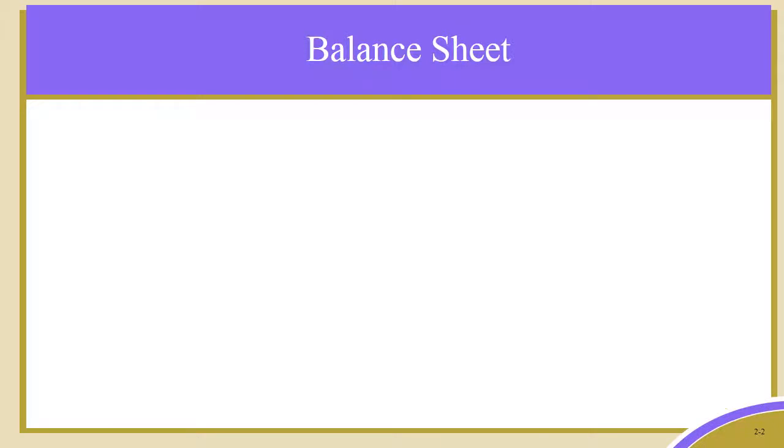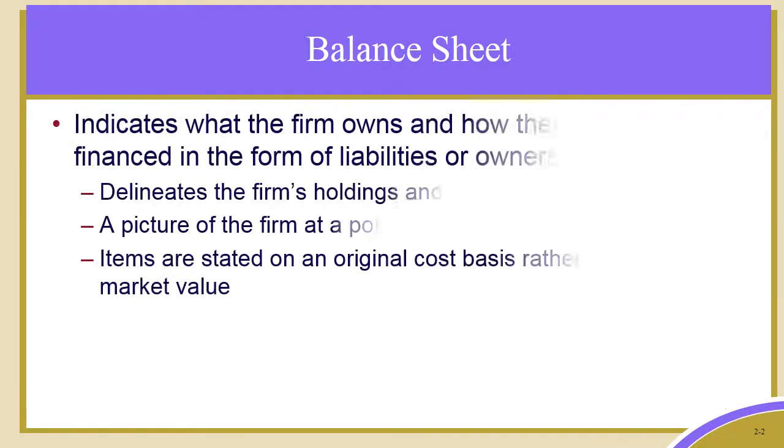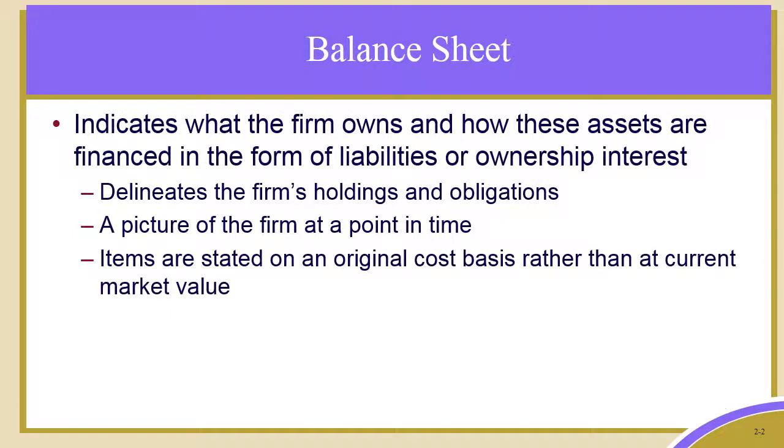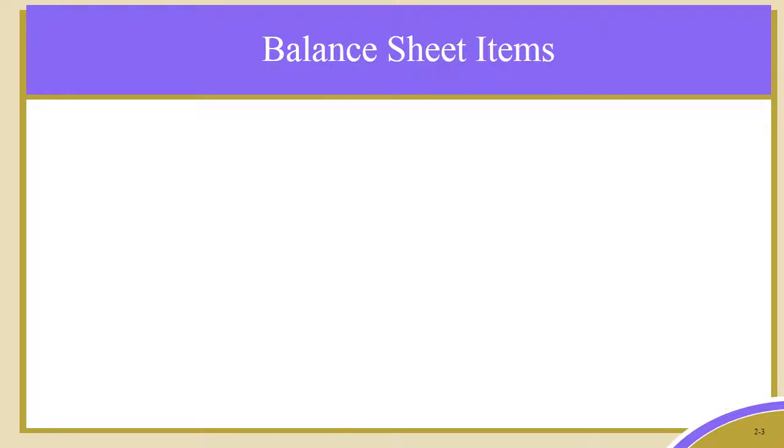The balance sheet is the second financial statement you really should get familiar with. Pretty much what a balance sheet does is it tells you what the company owns and how the assets are financed, whether it's financed through a liability or through ownership interest. It gives a picture of the firm at a specific point in time, and it shows the items at original cost rather than what the current market value of the assets, liabilities, or ownership interests truly are.